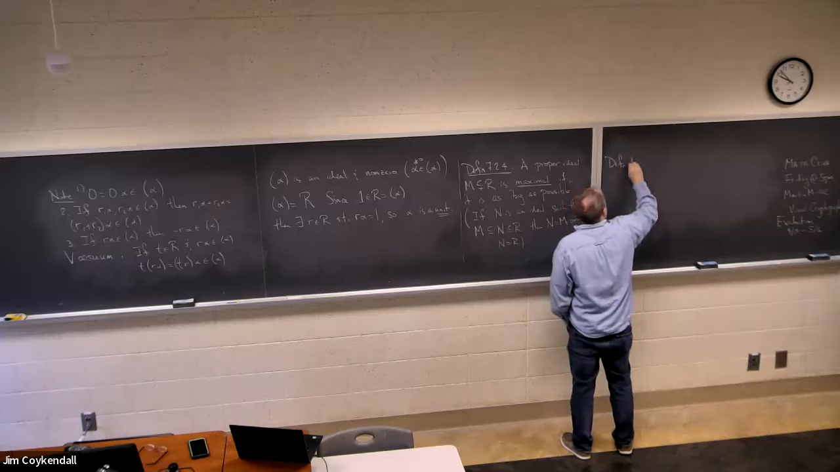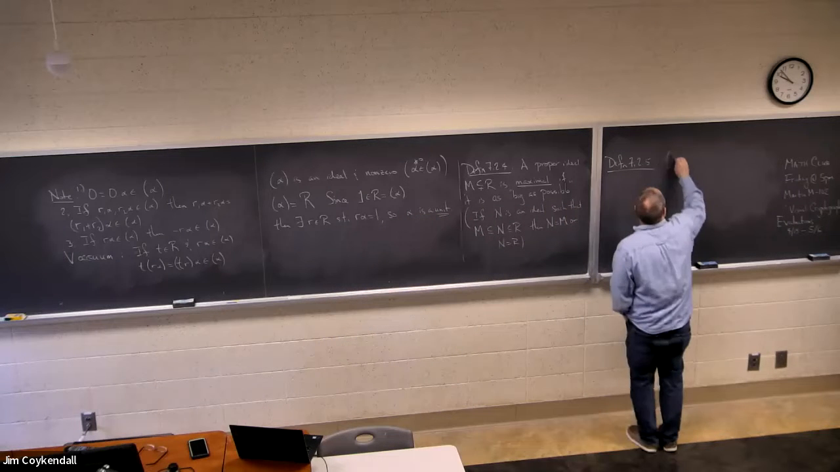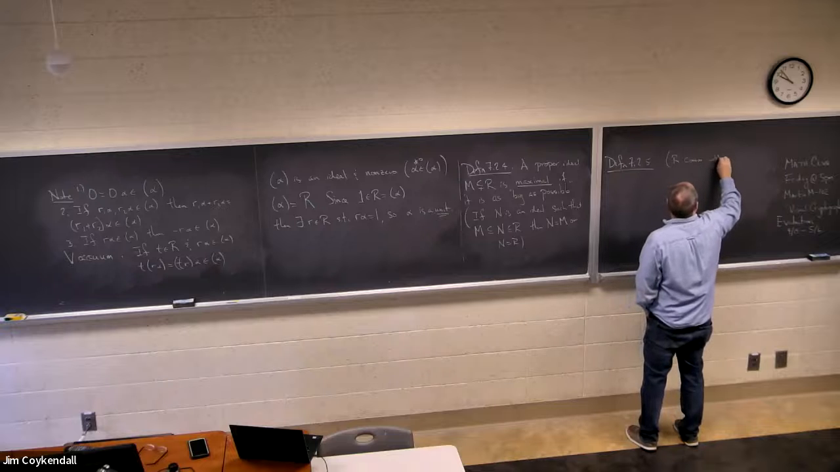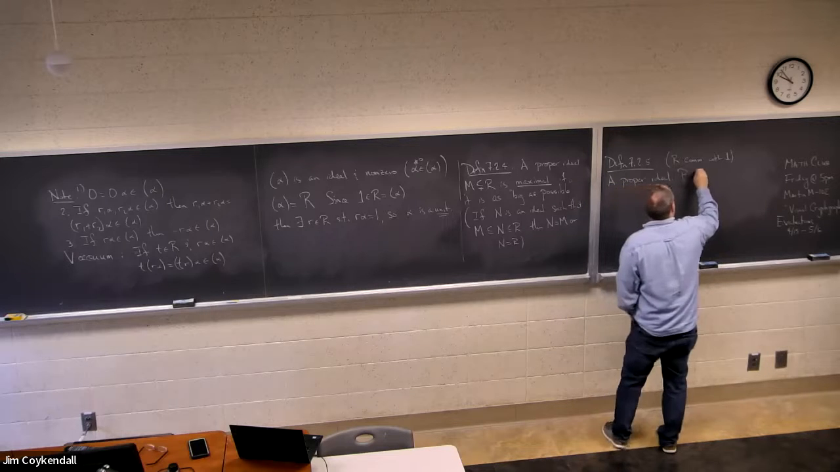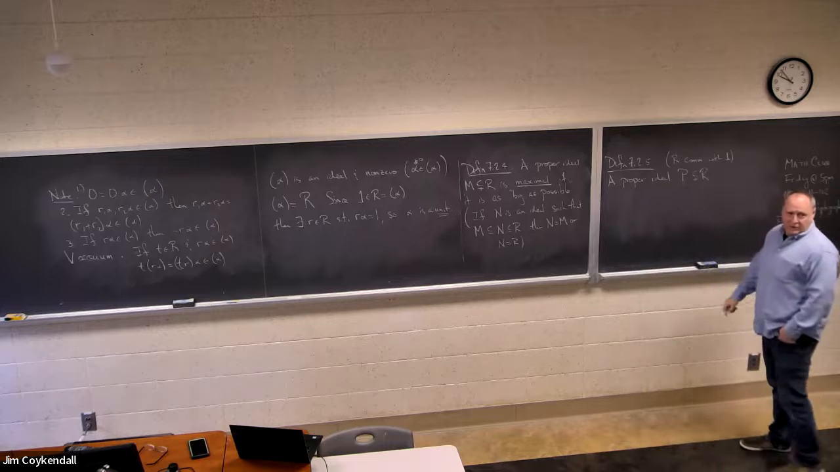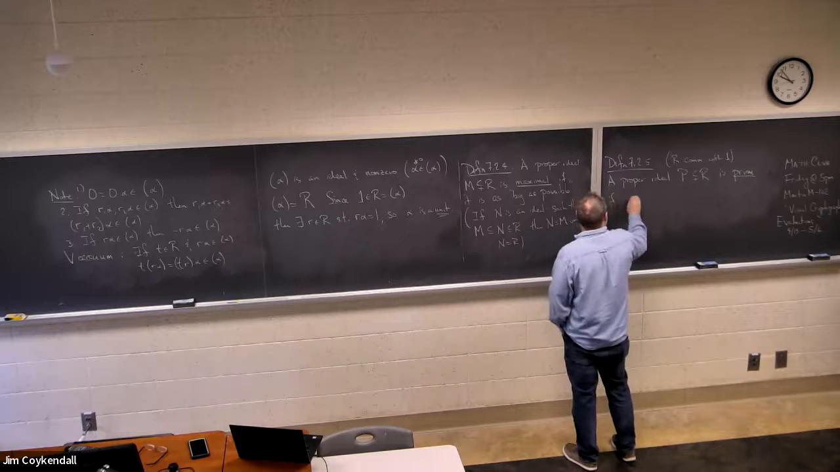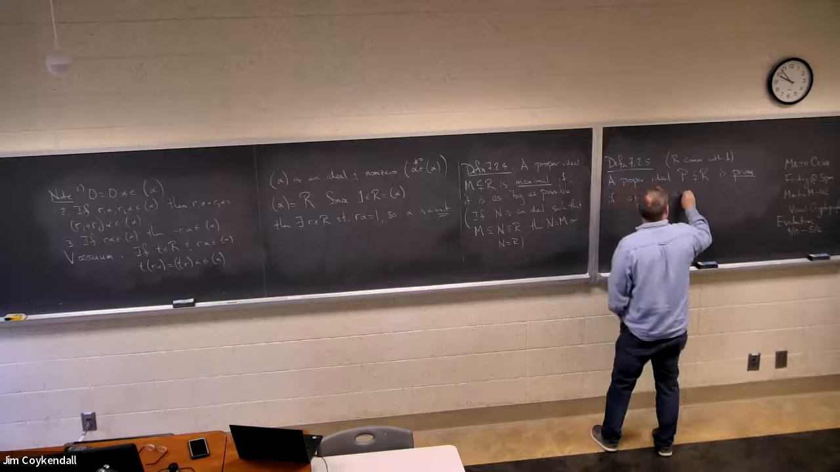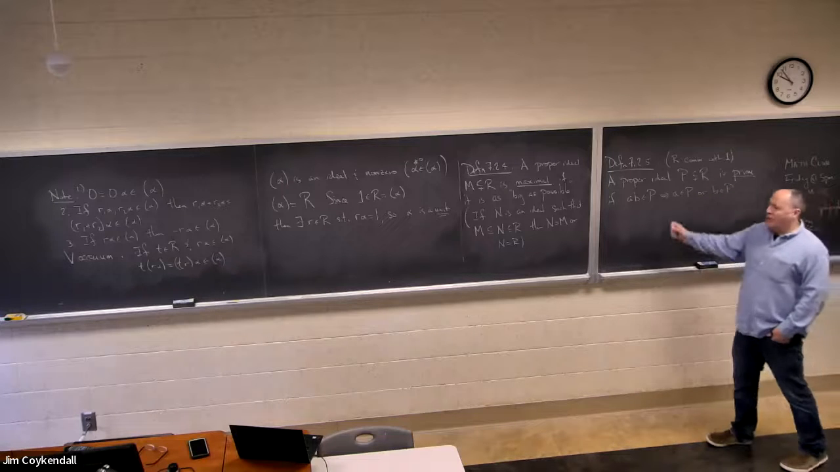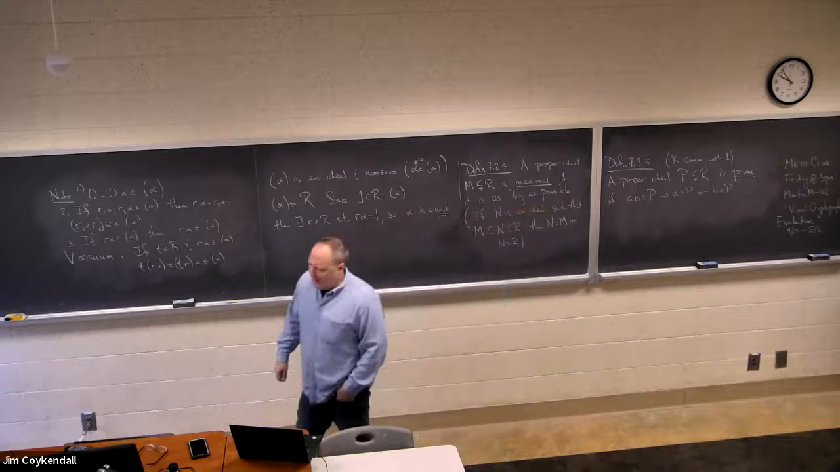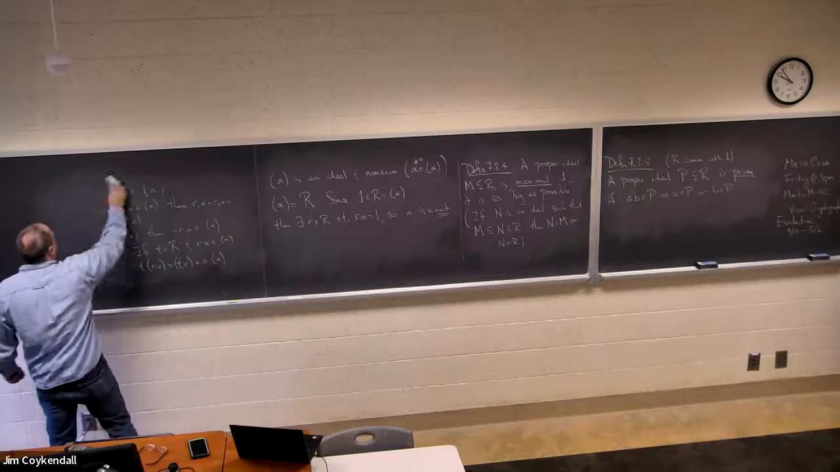Definition 7.2.5. Let R be a commutative ring with one. A proper ideal, again, strictly contained in R, is said to be prime if ab in P implies a is in P or b is in P. Now, ideals suck stuff in, but what this says is something a little bit different. If you have two things that multiply together and their product ends up in the ideal P, one of those things has to be in there.